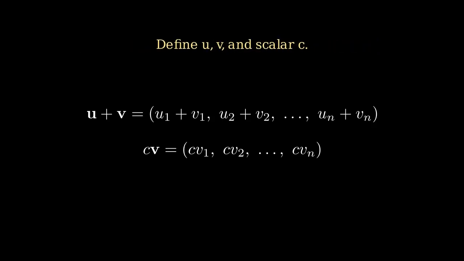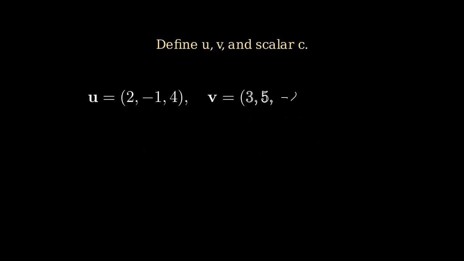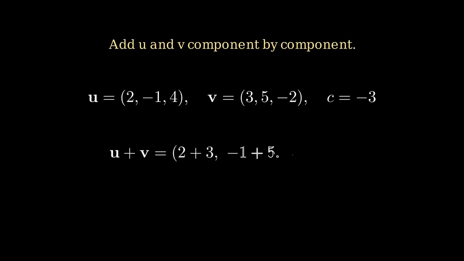Let's work a full example. Let u equal the vector 2, minus 1, 4. Let v equal the vector 3, 5, minus 2. And let c equal minus 3. First, u plus v. We add each pair of components, 2 plus 3, minus 1 plus 5, and 4 plus minus 2, giving u plus v equals the vector 5, 4, 2.